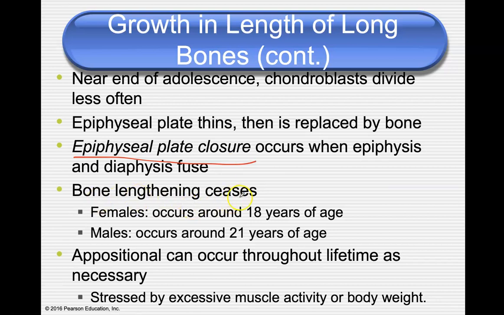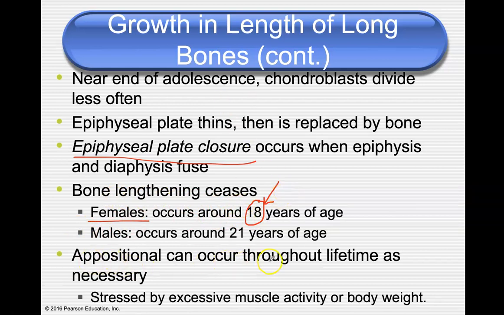So bone lengthening then ceases at that point, and typically in females this occurs around 18 years of age. Obviously, this is going to differ from individual to individual. And we'll talk about the fact that this has to do with estrogen. In males, this occurs around 21 years of age. Because of the higher production of estrogen in females as we enter adulthood, females often end up having those epiphyseal plates close earlier.